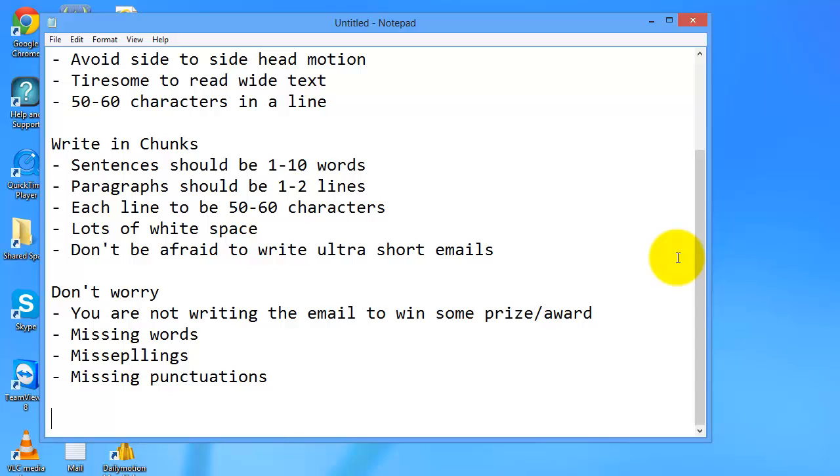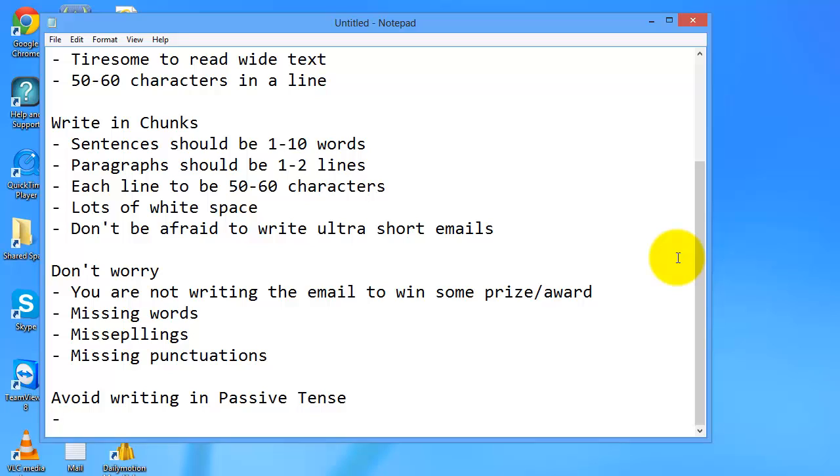And one thing you should always avoid is writing in passive tense, right? Always write in active tense. You do not want to write in passive tense, because what is passive tense? The passive tense is basically when the subject of the sentence is having something done to it instead of doing it.